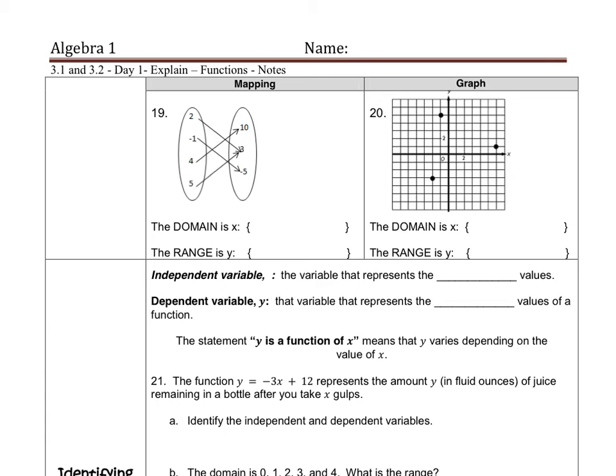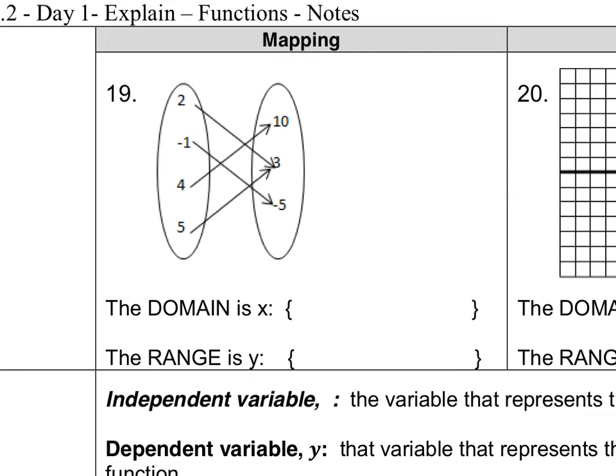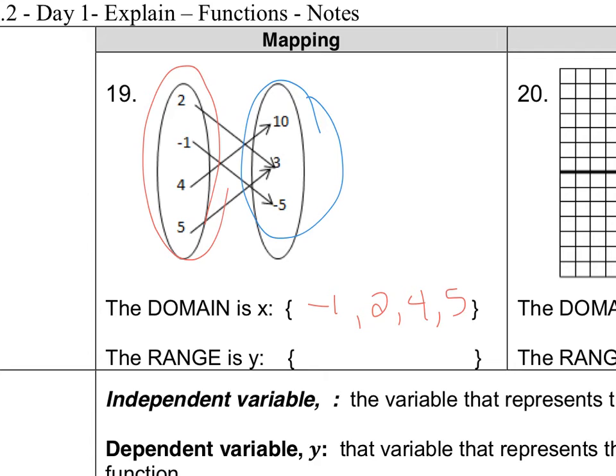Okay, so now let's see how to do it when we have a mapping diagram. It's going to be very much the same process. So for our domain, again, domain is our X values. So I'm going to list all of my X values in numerical order: -1, 2, 4, and 5. And my X values, you'll notice the arrows point to the Y values. That's my range. So my range is going to be -5, 3, and 10.